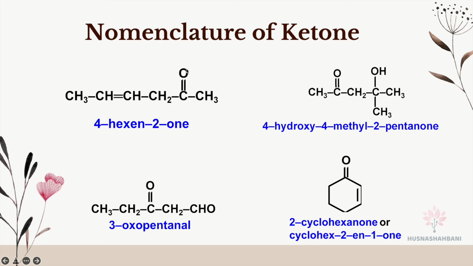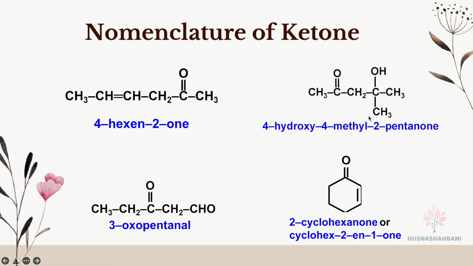This is 4-hexen-2-one, still a ketone. You have 2 different functional groups, ketone and alkene. Ketone has higher priority than alkene, so ketone will be the parent. This will be carbon number 2. Start counting from the right to give the lowest number to C double bond O, so that's why 2-one. And then at carbon number 4 here you have a double bond, so 4-hexen-2-one.